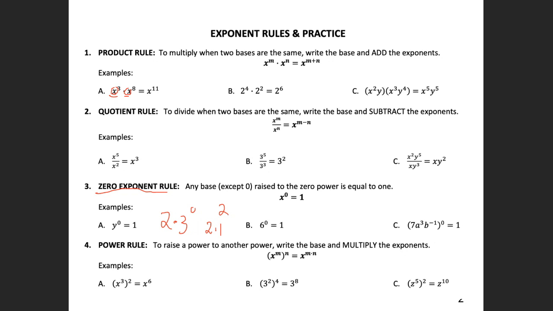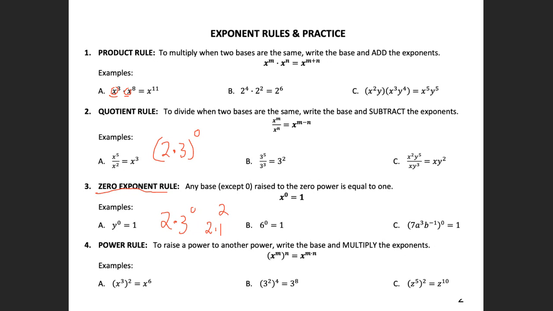Now, what if I gave you this? What if I gave you 2 times 3, all to the 0 power? Then what would my answer be? Right, it would be 1 because now the exponent goes to both of those terms. So it would be just 1.